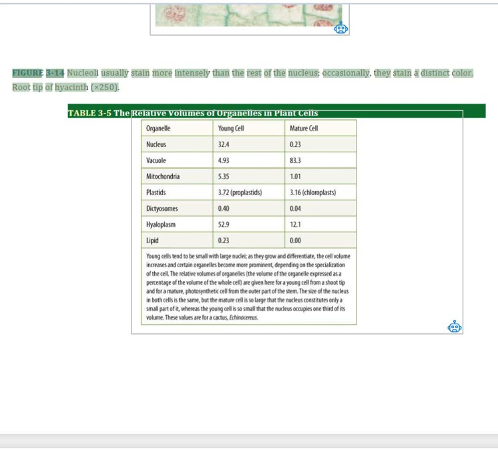Figure 3.14: Nucleoli usually stain more intensely than the rest of the nucleus. Occasionally, they stain a distinct color. Root tip of hyacinth.